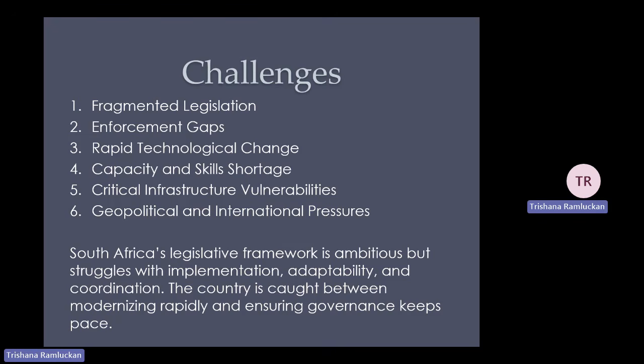Rapid technological change. So legislation can't keep up with technology because of the process that legislation has to go through. Next, of course, is capacity and skills shortages. We all know that cybersecurity is fairly new. And in South Africa, we don't actually have complete degrees. I think maybe one or two institutions do have it, but it's more of a diploma or a postgraduate degree, diploma as well.